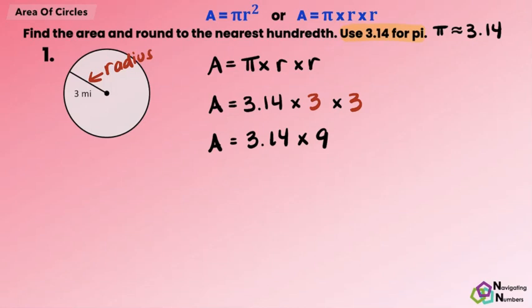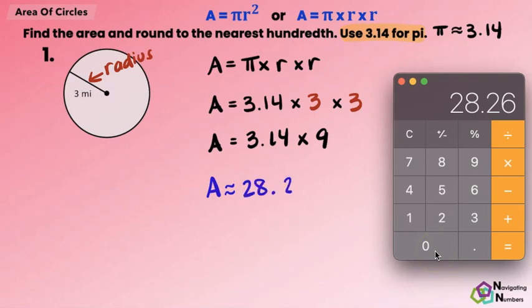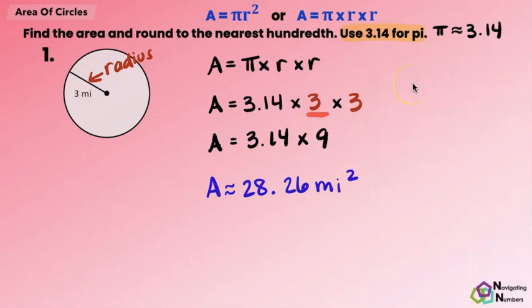Let's go ahead and plug that into our calculator. So 3.14 times 9. So our area is approximately 28.26 miles squared. Now the reason it's miles squared is because we're multiplying 3 miles times 3 miles. So when you multiply units times themselves, we get miles squared.